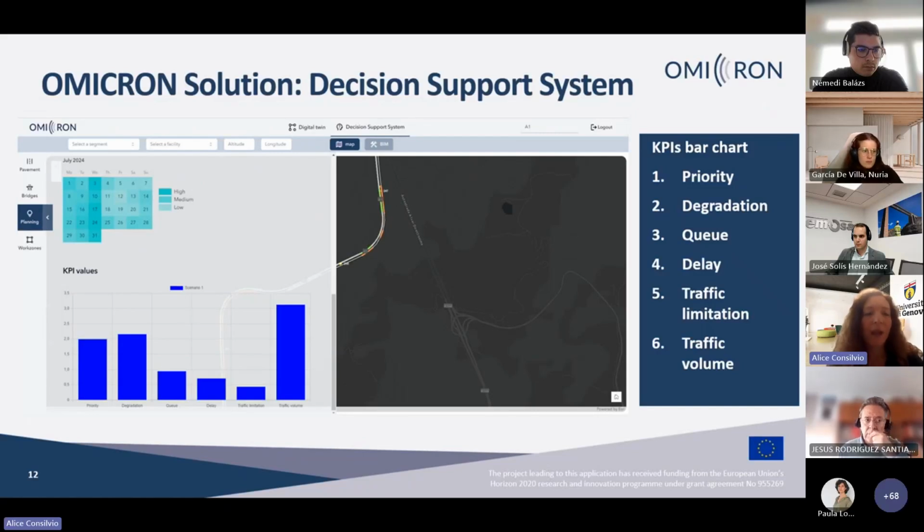And we have, of course, also the visualization of the main KPIs in a bar chart. As I mentioned, we have the priority of the intervention, which is the impact of postponing, for example, an activity with a high priority, and the degradation level. So we would like to prioritize, of course, the maintenance activity in case of assets with a high degradation level, the queue length and the delay caused by the presence of the work zones, so other traffic limitations that we mentioned before due to the degradation of the asset, and the traffic volume that we are impacting.